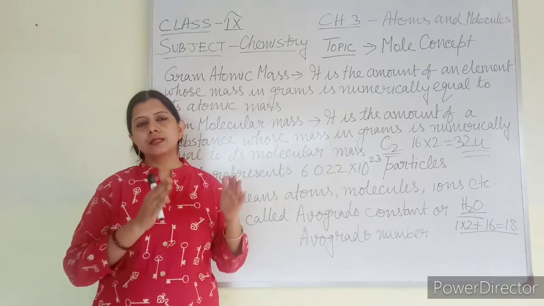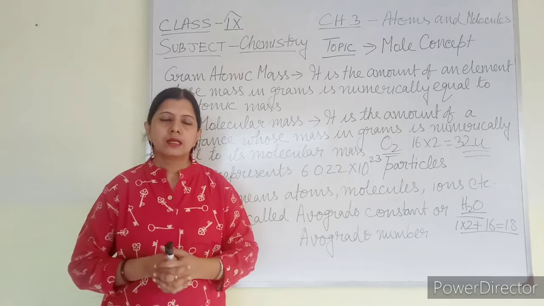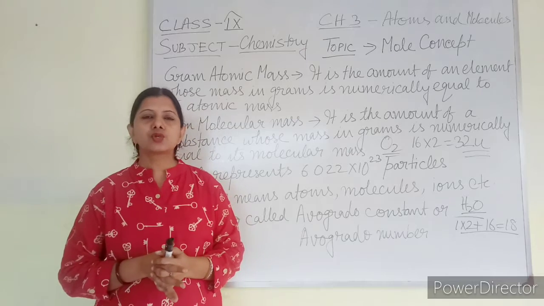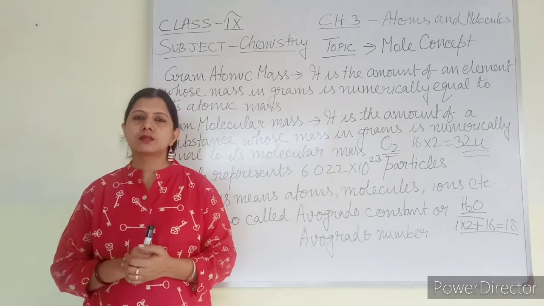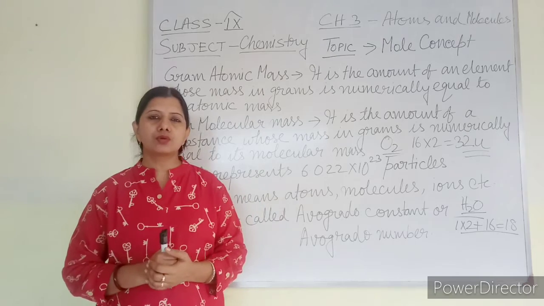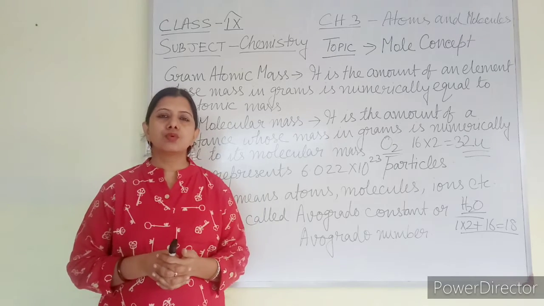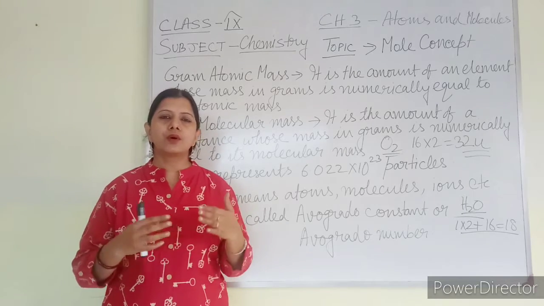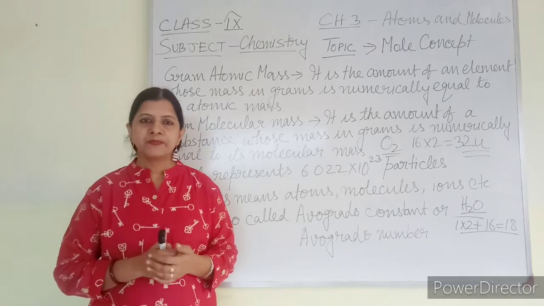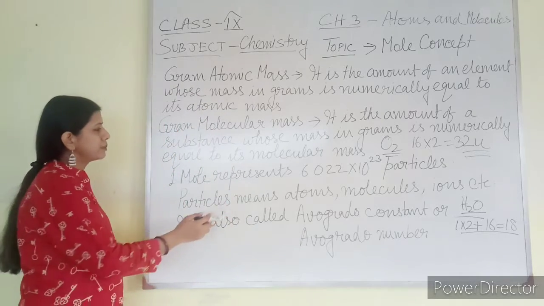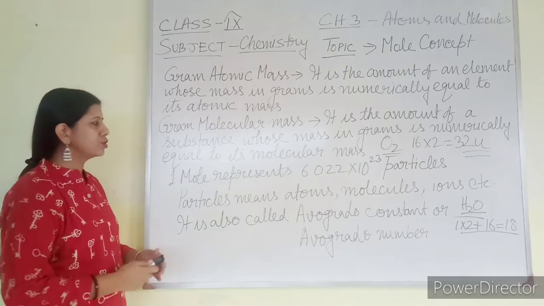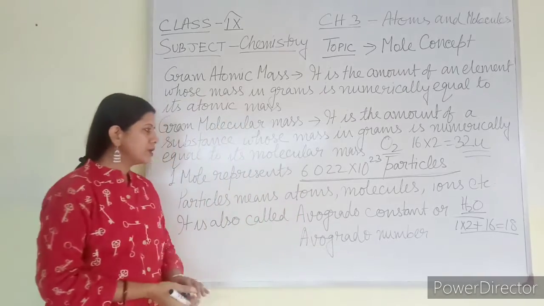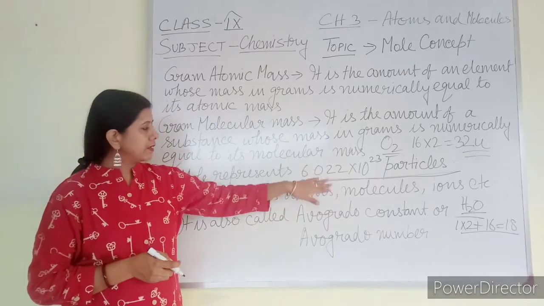Mole is nothing but a particular number of particles. The particles can be atoms, ions, molecules, etc. Actually these are microscopic particles. The word mole is used only for microscopic particles. You cannot use mole for countable material or things which can be seen by eyes. So mole represents 6.022 into 10 to the power 23 particles. This number you have to remember, as you are going to come across it several times.